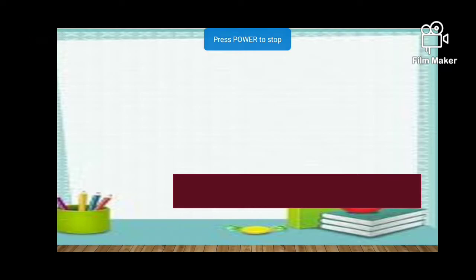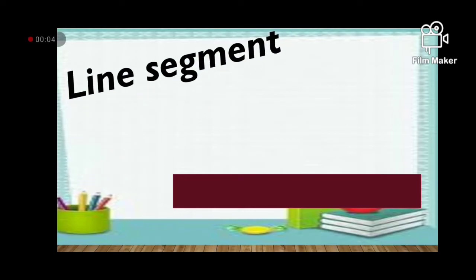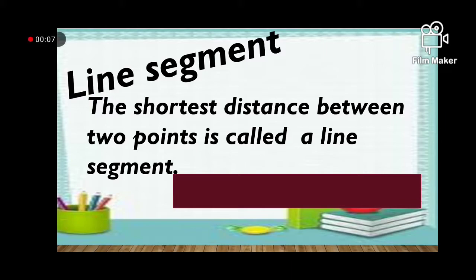The next type of line is the line segment. What is a line segment? The shortest distance between 2 points is called a line segment. It has 2 endpoints. This is a line segment. We will not place an arrow on any end of the line segment because it has 2 endpoints.